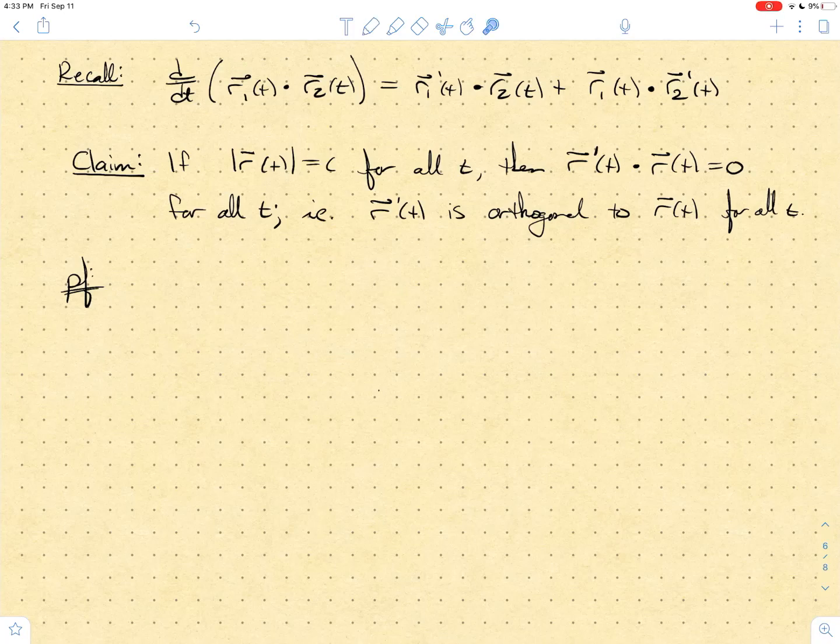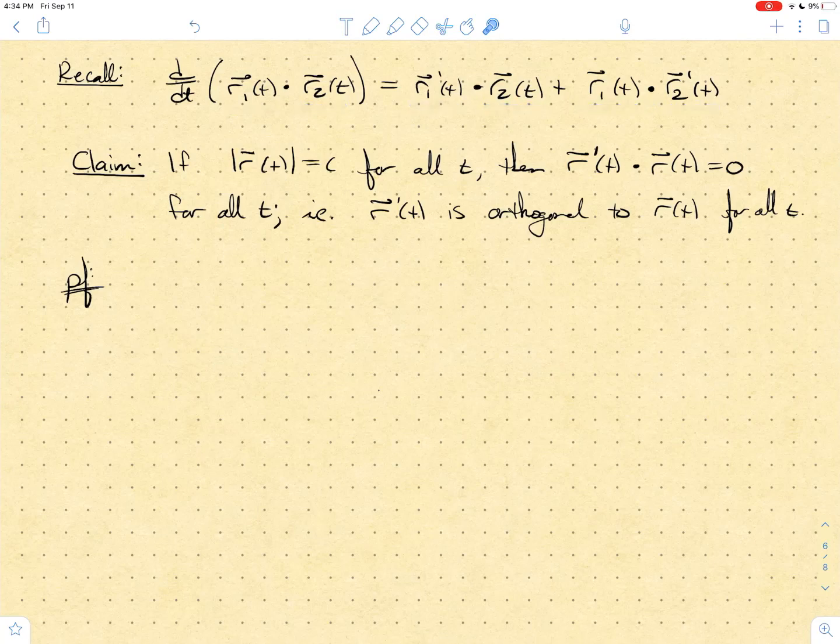All right, I want to look at an important fact that we're going to need this semester. In particular, we're going to need it for this section. And to show it to you, I need to remind you of the derivative of the dot product of two vector functions. So the derivative of r1 dot r2 is r1 prime dot r2 plus r1 dot r2 prime.